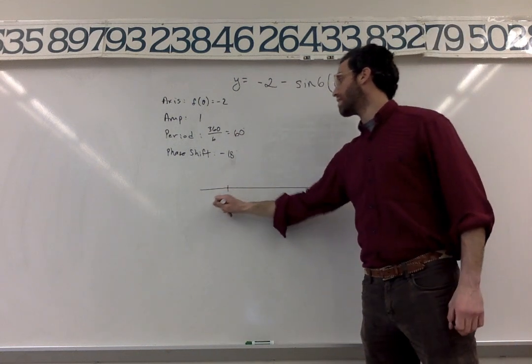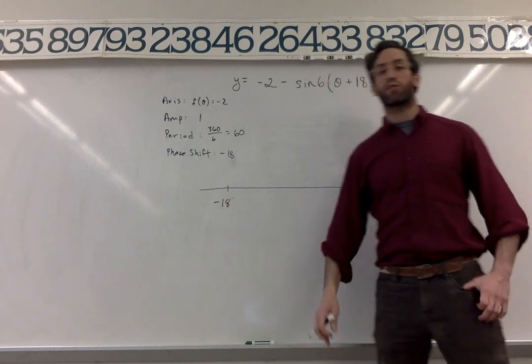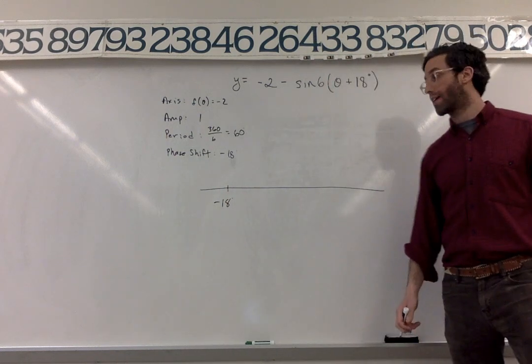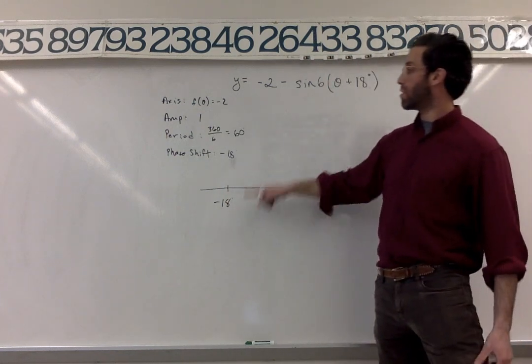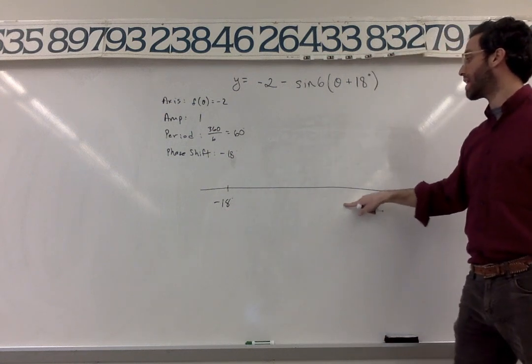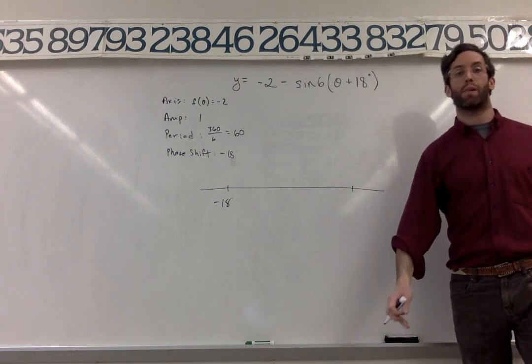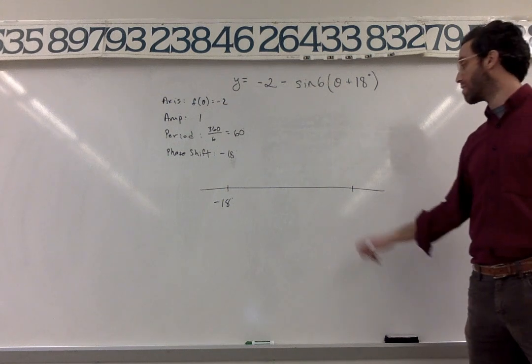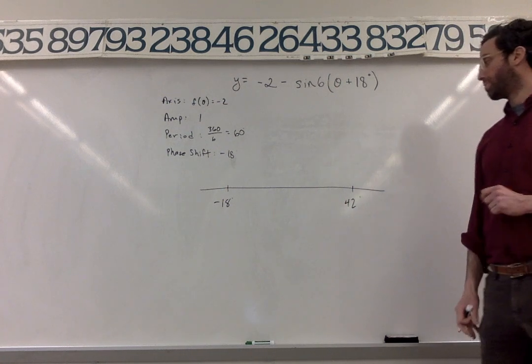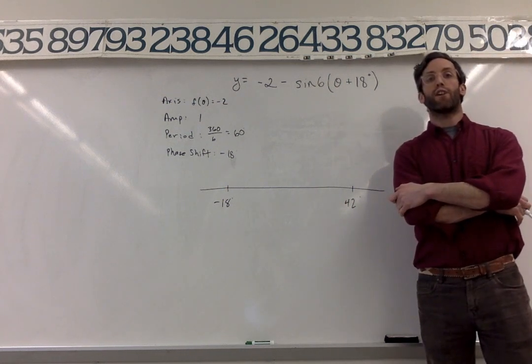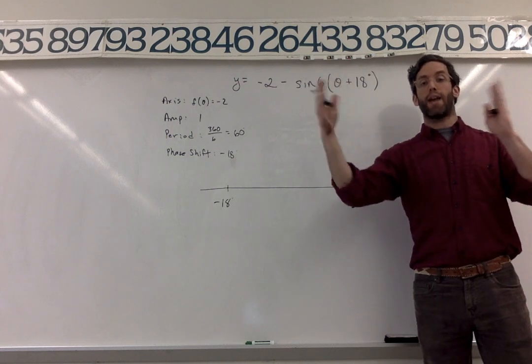Phase shift is -18 degrees, so that's where the starting value is going to be on the theta axis. The period is 60 degrees, so from here we want to add 60 to find the last point we'll be plotting. -18 plus 60 is 42. So 2 of our critical points will fall at those endpoints, all right?